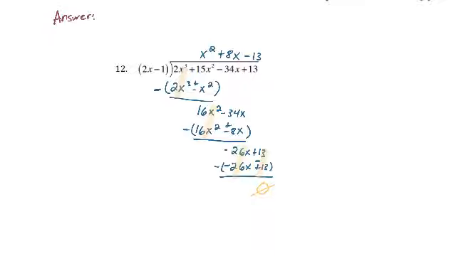So next we're going to go ahead and write our answer as a multiplication statement. So we're going to take what we were dividing by inside the little division bar, and we're going to write it as a multiplication statement. So this is saying that it's the same thing as multiplying 2x minus 1 times our quotient, which is x squared plus 8x minus 13.